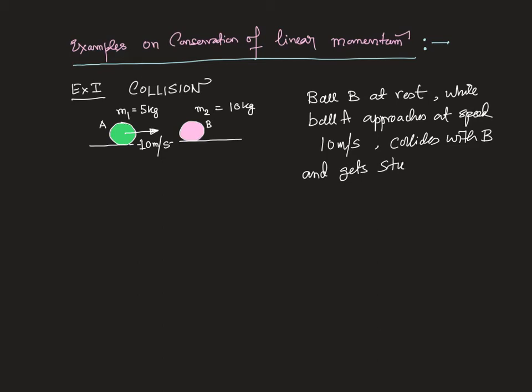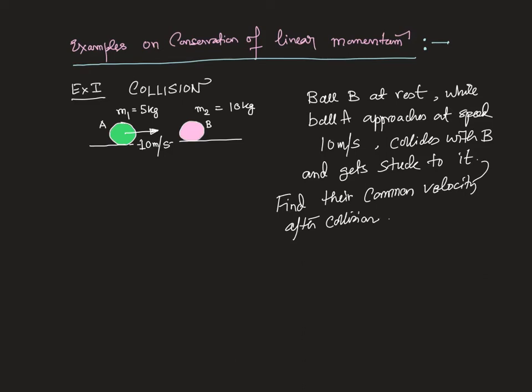Find their common velocity after impact, or after the collision rather. This time they will stick together, and the masses are given. So m1, that is the mass of A, is 5 kg, and m2, the mass of B, is 10 kg.